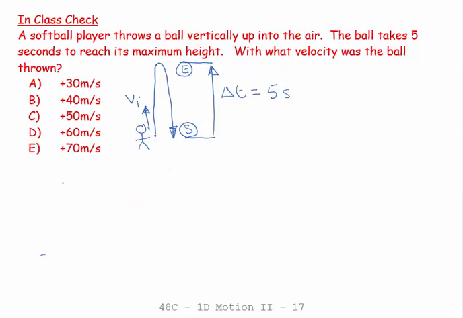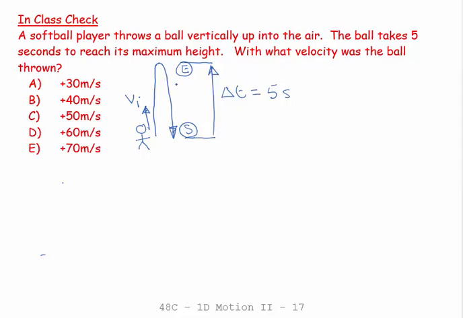So the softball player throws the ball. It goes slower and slower and slower. When it stops, it's at its maximum height. If you were to look at the clock, you'd see 5 seconds. How fast did you throw it? What was your initial velocity?